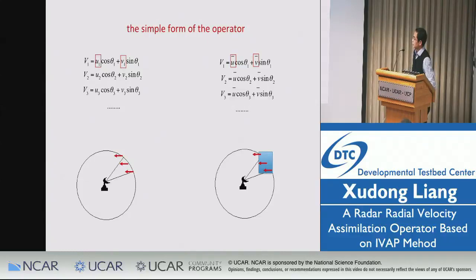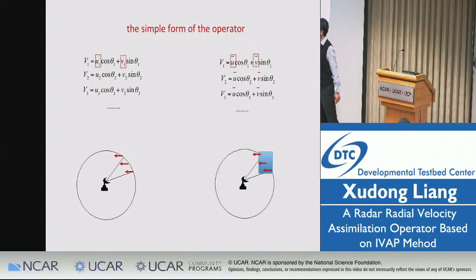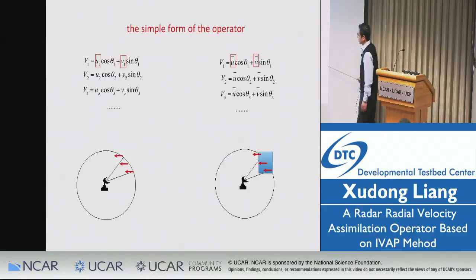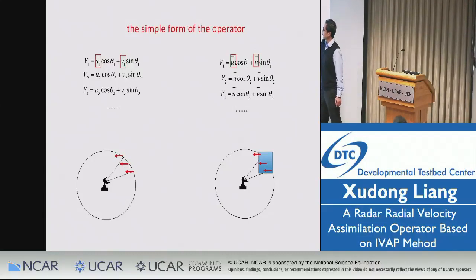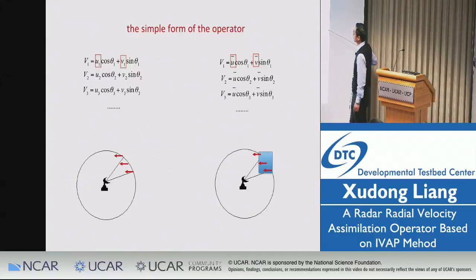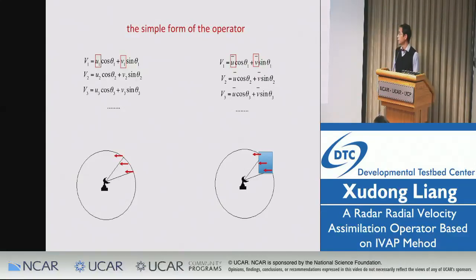And there is another form of this operator. Traditionally, we use this one, U, V and the observation of velocity. And we use the observations within a domain, within a given area, and use the average wind in this area. So we use the observations here as one group. So the unknown variables are the same, and there are more observations, which means that we can solve these variables using more observations.